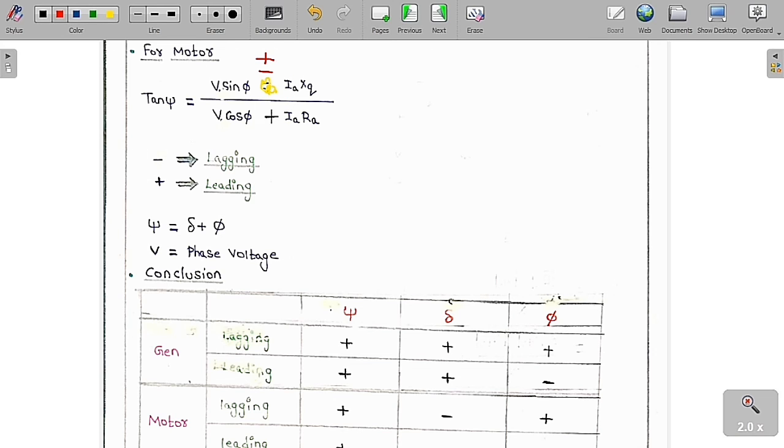So in the previous equation, just replace plus by minus and minus by plus. Now minus is for the lagging load and plus is for the leading load. In the previous equation, here it was plus, now it becomes minus, and where it was minus, it becomes plus. This is the only thing you always have to understand. And this is the same, psi is equal to delta plus phi, and V is called the terminal phase voltage. All these are the phase voltages.